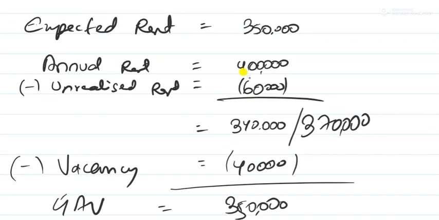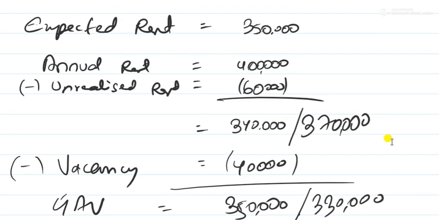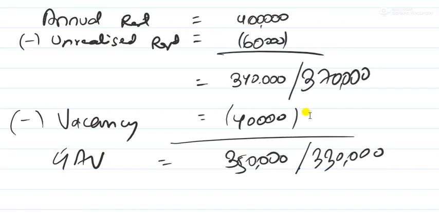Why 3,50,000? Because this was my expected rent, and in this case the assessee was dishonest, so my expected rent was the gross annual value. And in this case, when the assessee is honest, we'll consider the vacancy. So 370 minus 40 is equal to 330. Now 330 will be my gross annual value. Why? Because when 370 was compared to 350, 370 was more. So my annual rent minus unrealized rent was more. Therefore, vacancy is considered as he's an honest assessee, and 330 is my gross annual value.